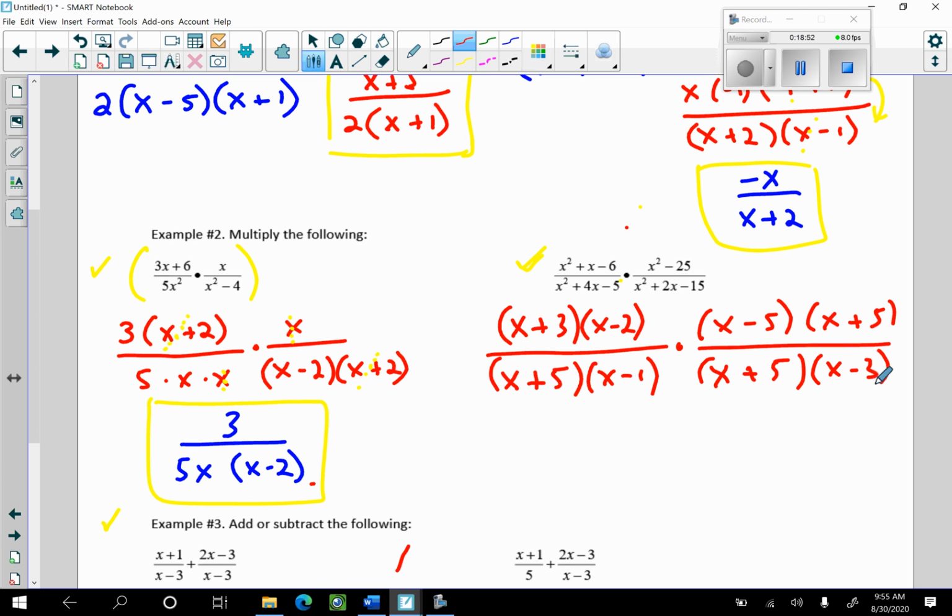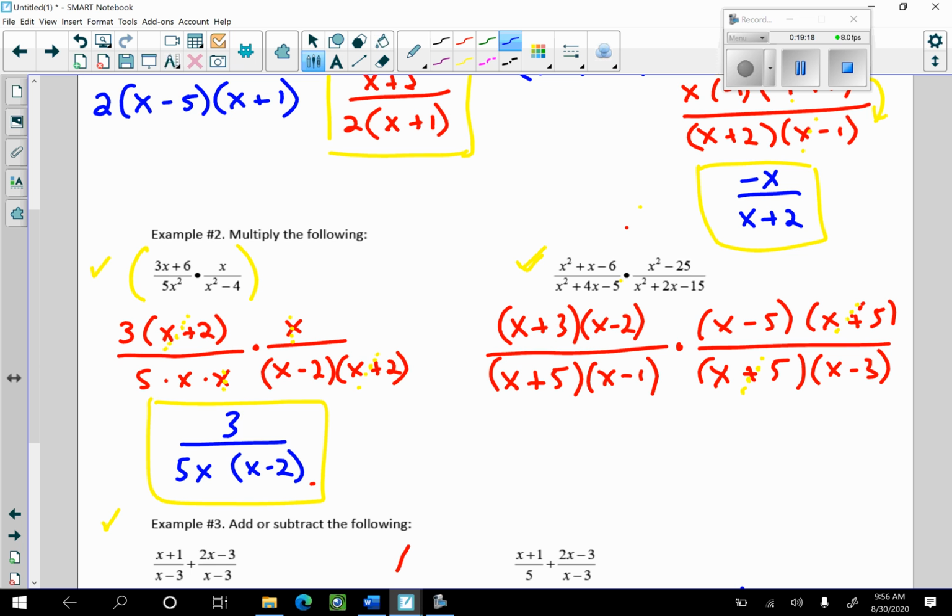Now it's just a matter of canceling like factors. Do I have an x plus 3 on the bottom? Nope. He's going to stay. Do I have an x minus 2 on the bottom? Nope. He's going to stay. Do I have an x minus 5 on the bottom? Nope. He's going to stay. Do I have an x plus 5 on the bottom? I do. I can cancel this guy and this guy. And those are the only like factors that I have.